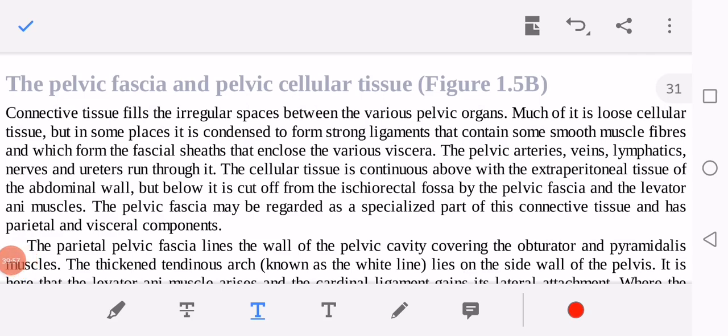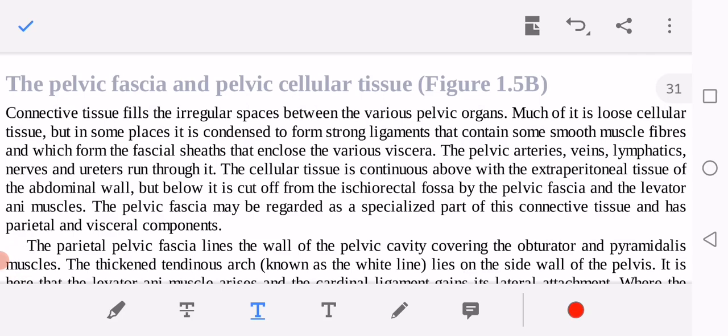Okay, the pelvic fascia and the pelvic cellular tissue. Connective tissue fills the irregular spaces between the various pelvic organs. Much of it is loose cellular tissue, but in some places it is condensed to form the strong ligaments that contain some smooth muscle fibers and which form the fascial sheaths that enclose the various viscera.